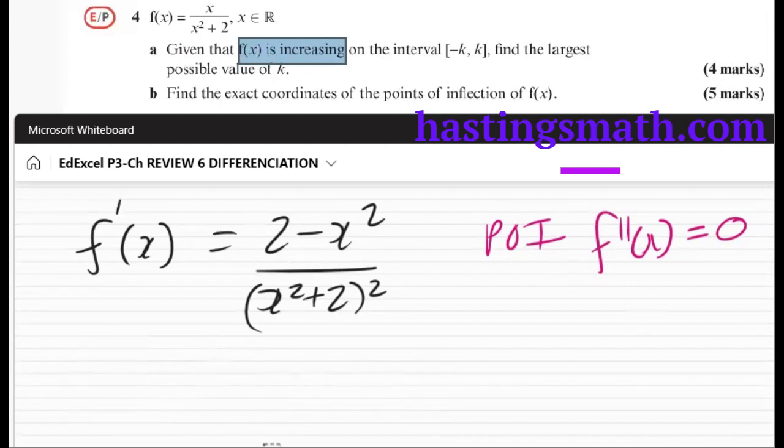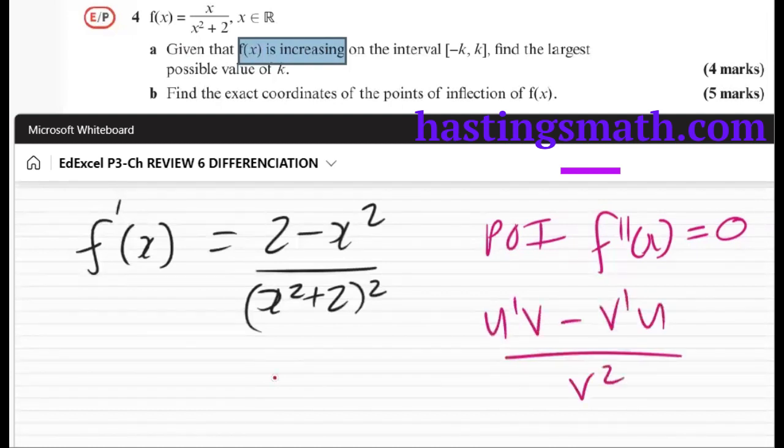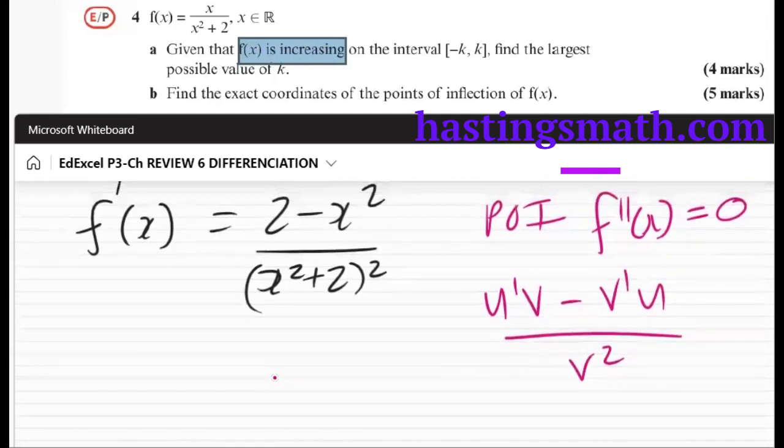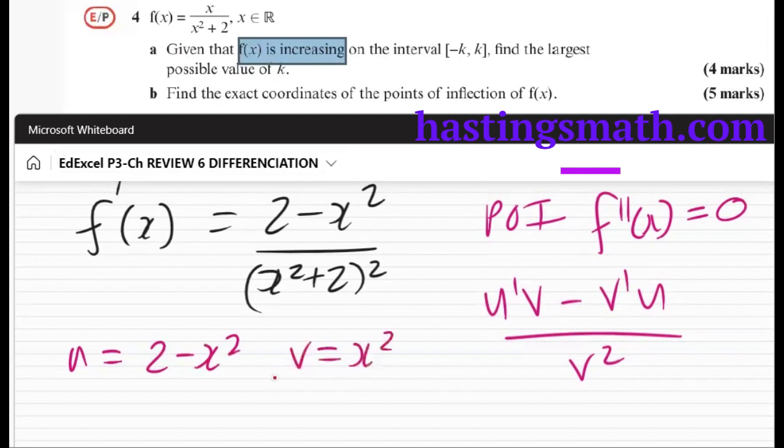Okay, so if this is our first derivative, we have to differentiate it again. So we can use the quotient rule again: u dash v minus v dash u over v squared. I always pick the numerator as u, and always pick the denominator as v. This is an interesting v, it's going to have a chain rule. So this is negative 2x, the first derivative of u, and then v dash needs the chain rule. So we bring down the 2.